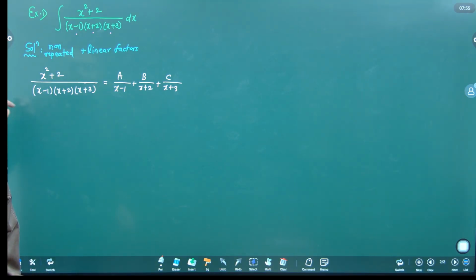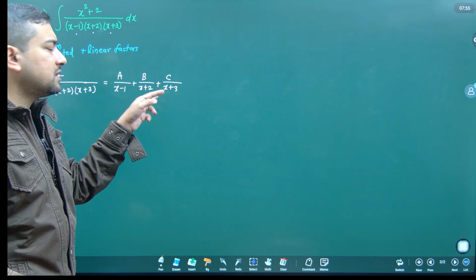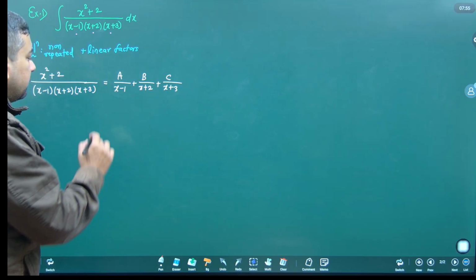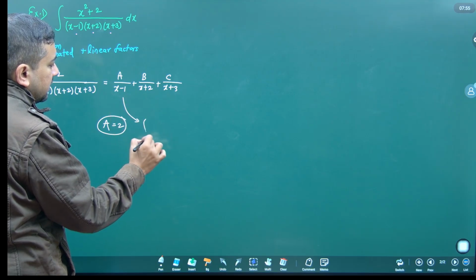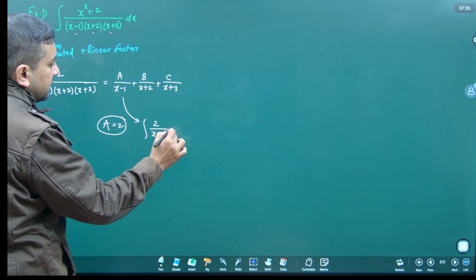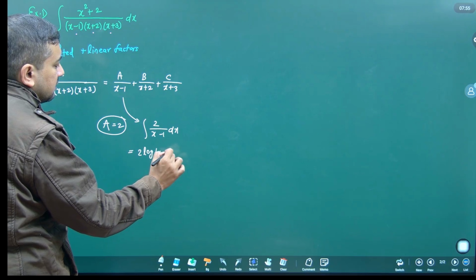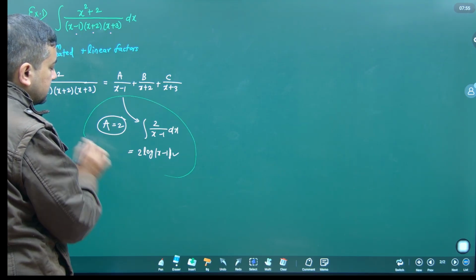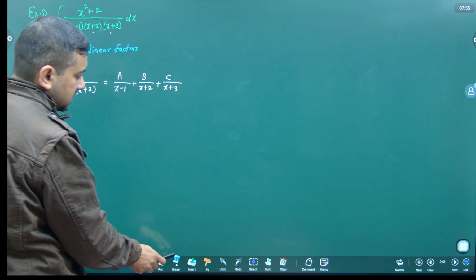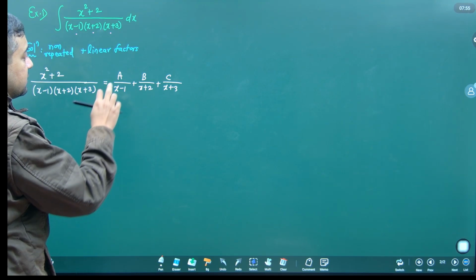See, what is the example? You have to find the integral of this. Finding the integral of this is nothing but finding the integral of these partial fractions. Now these integrals are easy. For example, if you get a is equal to 2, the first term becomes integral 2 upon x minus 1 dx. The integral is easy: it is 2 log x minus 1. That's why we are converting the given fraction into partial fractions, so that integration becomes easy. Now how will we find A, B, C? The next step is to find A, B, C.